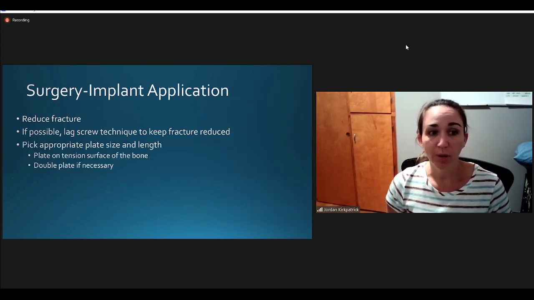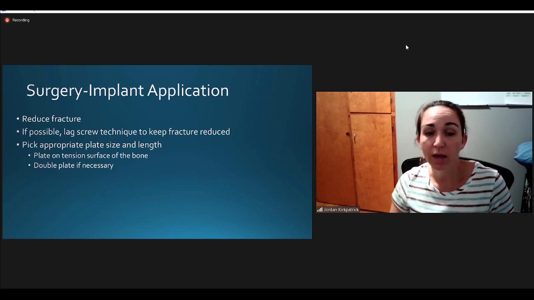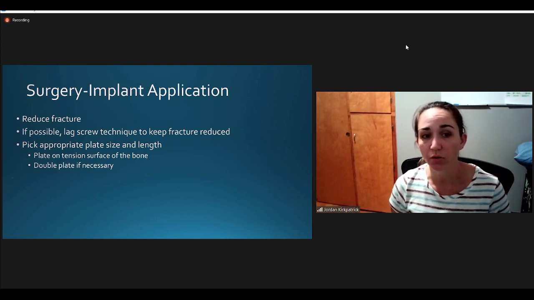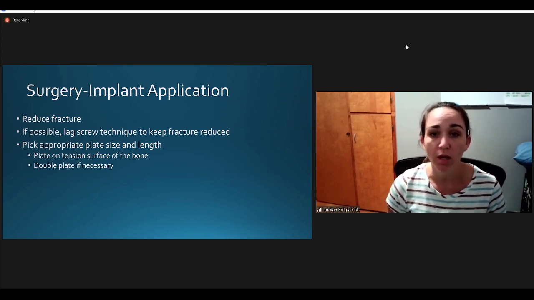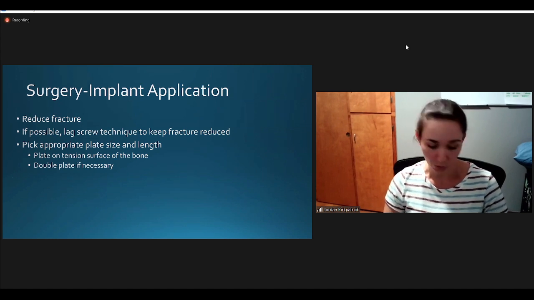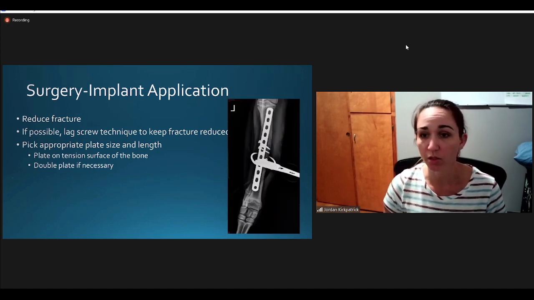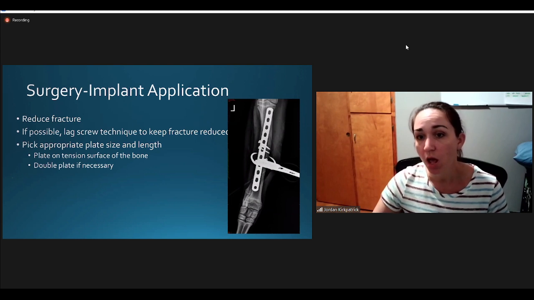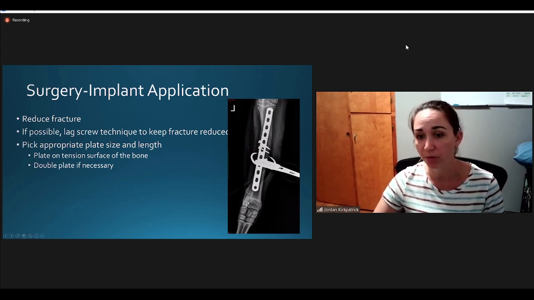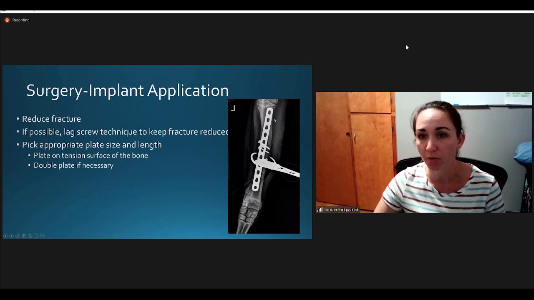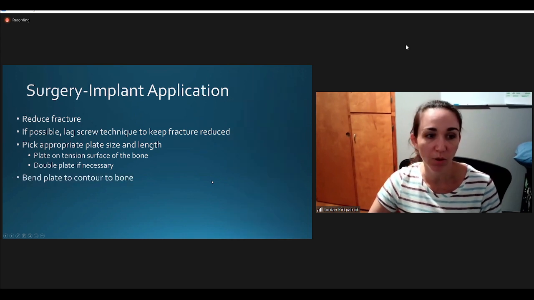And so then you have to pick the appropriate plate size and length. The plate always goes on the tension surface of the bone. And if it's a big bone, you may have to put 2 plates on. So here's putting the plate on the bone. Because this was a diaphyseal fracture, and honestly, in any long bone, the plate needs to span the length of the long bone without interfering with the joint. This was the best plate I could get. The next one we had was too long. Again, spanning the entire length of the long bone.